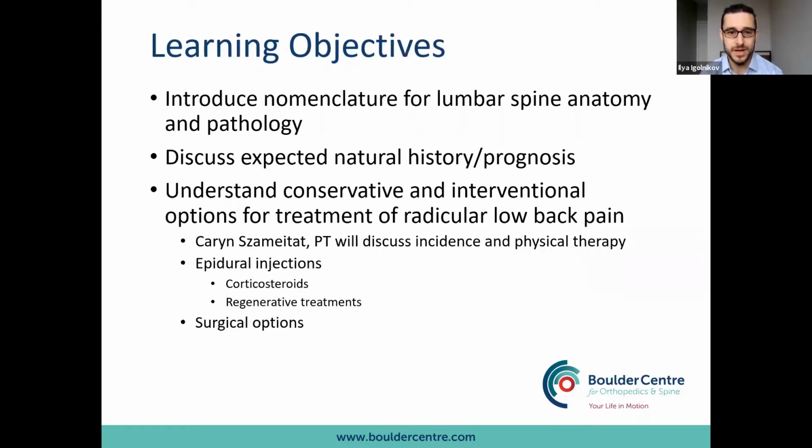The learning objectives from today's talk: we're going to introduce and talk about the nomenclature and define the anatomy of the lumbar spine and different types of pathology. We're going to discuss expected natural history and the prognosis of this disease. And then we're going to try to understand conservative and more interventional options for treatments of low back pain that shoots down into the leg, often called radiculopathy or sciatica.